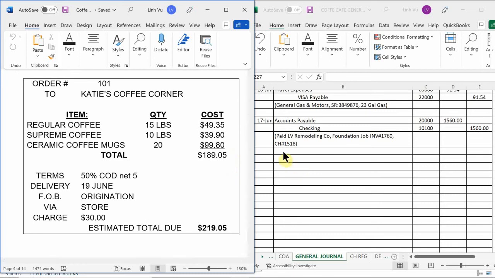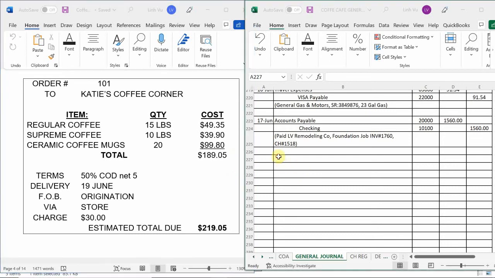We'll be going into sales orders. Why are we going to our sales orders? Because Katie's Coffee Corner is one of our customers. That's good, but why are we filling out a sales orders form? Because it's going to be an accounts receivable. She will owe us, yes.